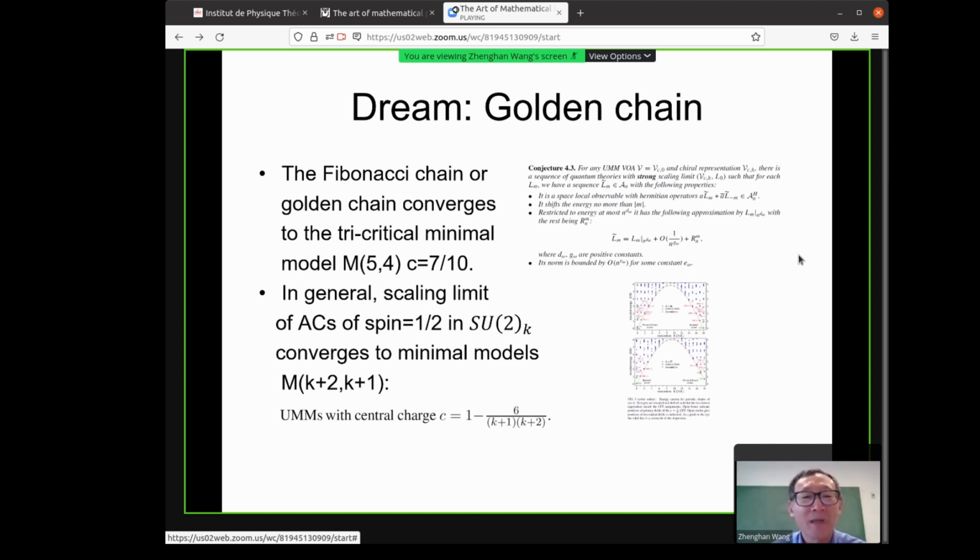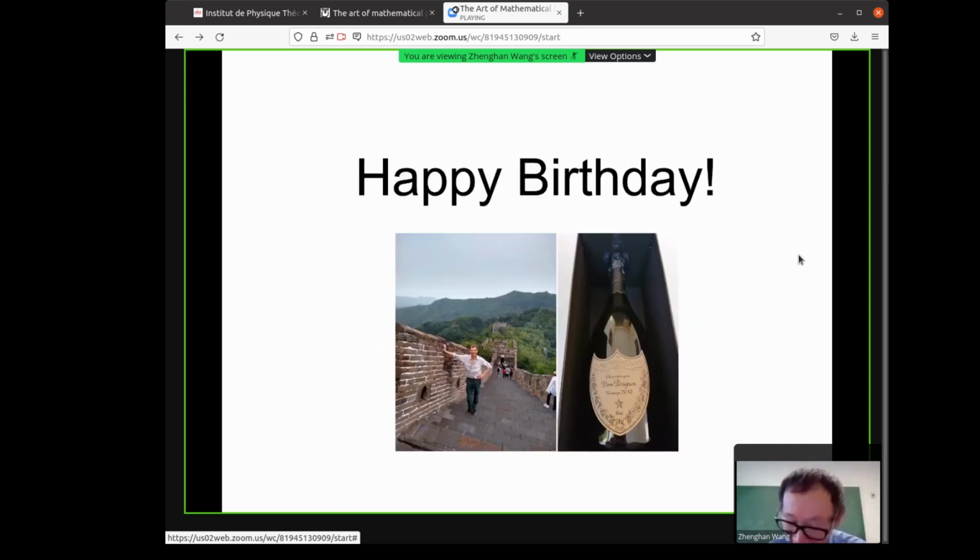and I really want to think about this very challenging case of the golden chain. Finally, I want to say to Hubert, thank you, happy birthday for the occasion, and I wish not only that you have time to enjoy the beautiful mathematical physics, but also that you find time to enjoy some other beautiful things in life, such as the Great Wall of China, and also a fine glass of champagne. Thanks for listening, and I will stop here.